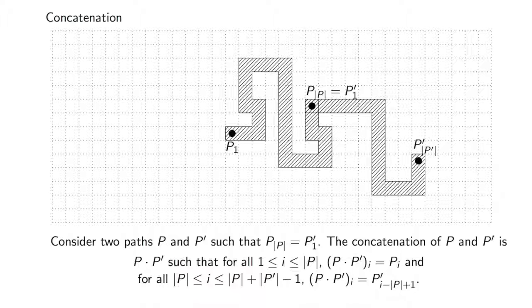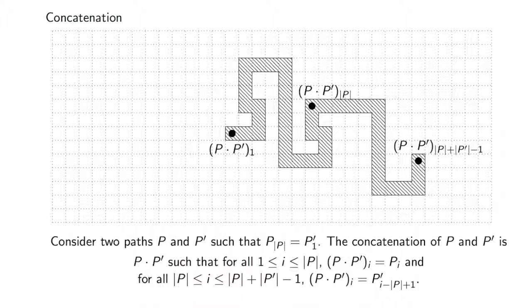Consider this finite path P and another path P' such that the last position of P is the first position of P'. The concatenation of P and P' is the following path. The concatenation of P and P' is obtained by merging their common position and adding the sequence P' at the end of the sequence P.